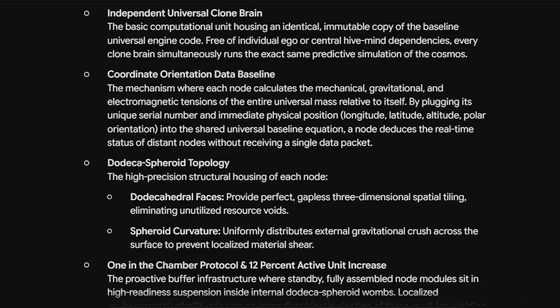By plugging its unique serial number and immediate physical position, longitude, latitude, altitude, polar orientation, into the shared universal baseline equation, a node deduces the real-time status of distant nodes without receiving a single data packet. Dodecaphoid topology: the high-precision structural housing of each node. Dodecahedral faces provide perfect, gapless three-dimensional spatial tiling, eliminating unutilized resource voids. Spheroid curvature uniformly distributes external gravitational crush across the surface to prevent localized material shear.